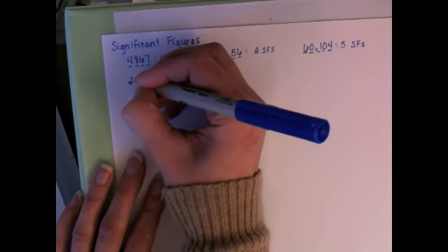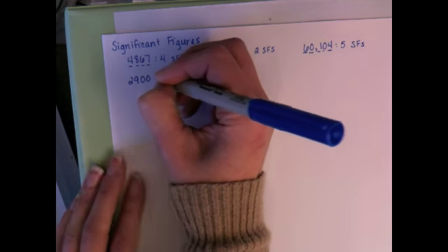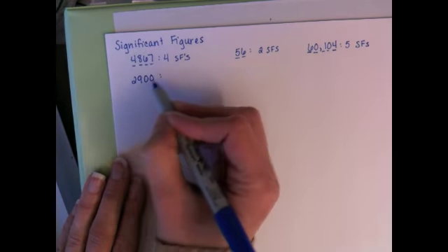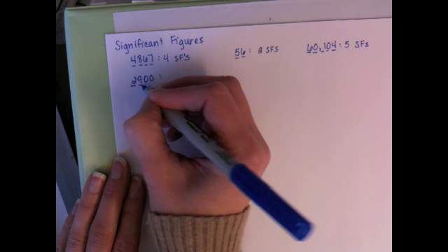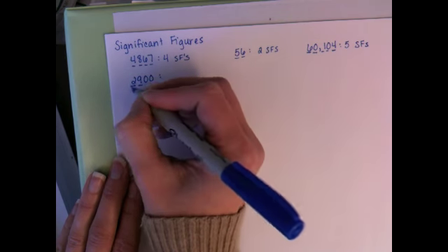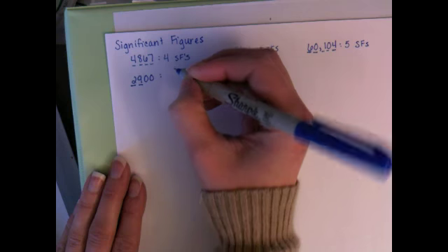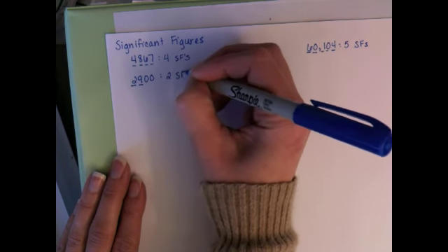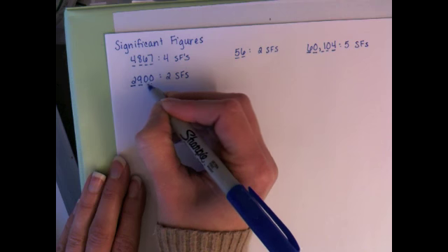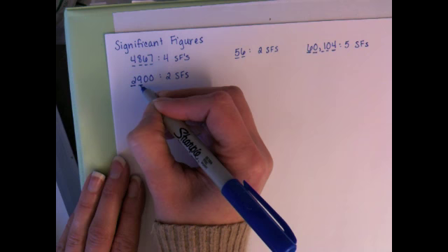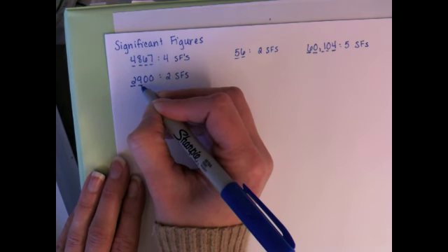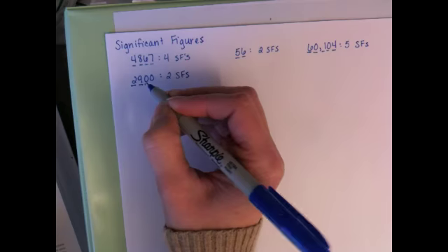Next example, 2,900. Here's another example of a number that doesn't have a visible decimal point. In that case, you find the first and the last non-zero digit and count everything in between. In this case, there's nothing in between. It's got 2 sig figs. These zeros on the end don't count. If there isn't a visible decimal point, you never count anything beyond the last non-zero digit.